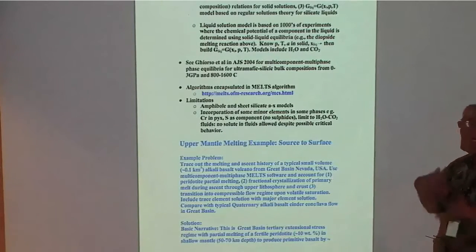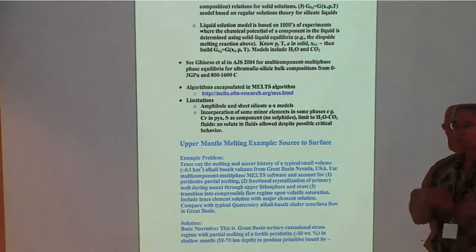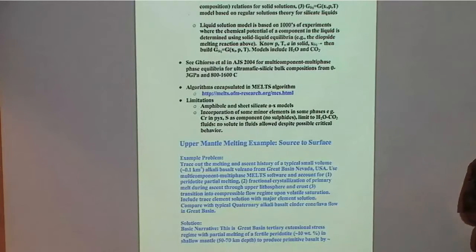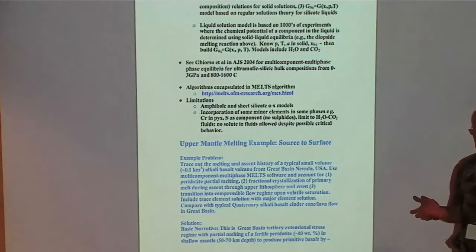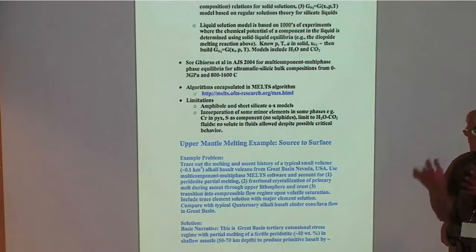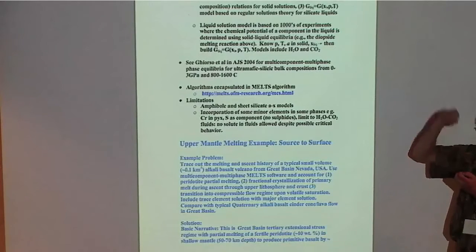So how do you go about this? We know that this was partial melting in the mantle. We know it was partial melting of some sort of a peridotite. And the questions are, what was that peridotite? How much melting took place there? At what pressure and temperature? And then as this magma started to ascend, did it undergo any change?